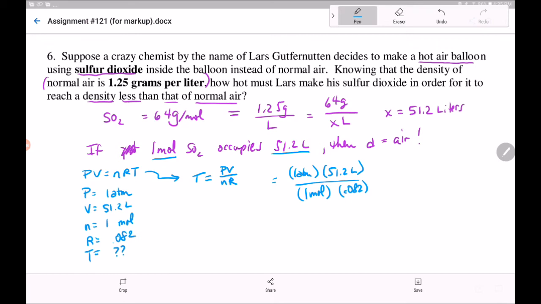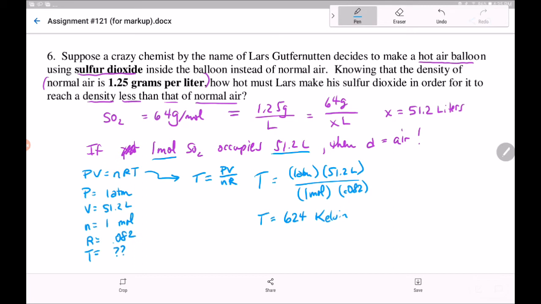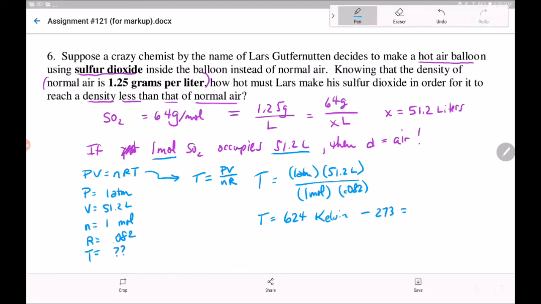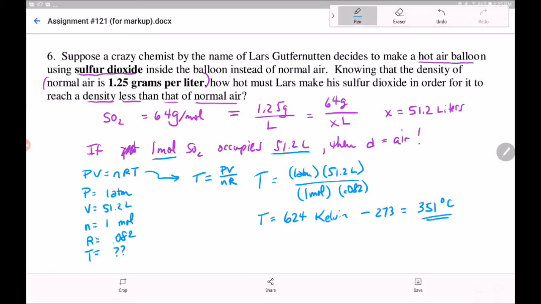51.2 divided by 0.082. I have T equals 624 Kelvin. So if I want to turn that into Celsius, I can take away the 273, and that will get me some number that is easier for me to understand. 351 degrees C. That's really hot.